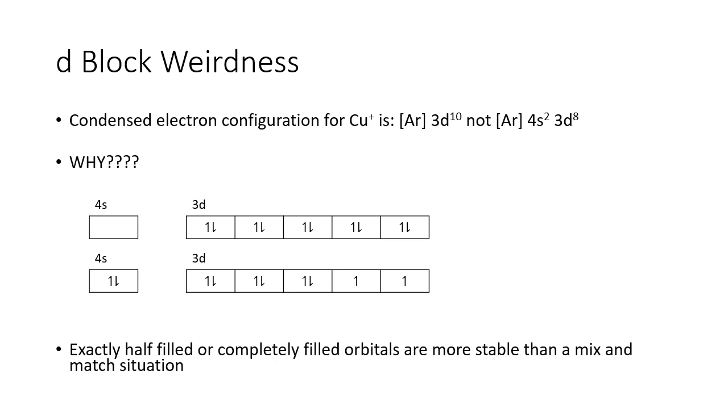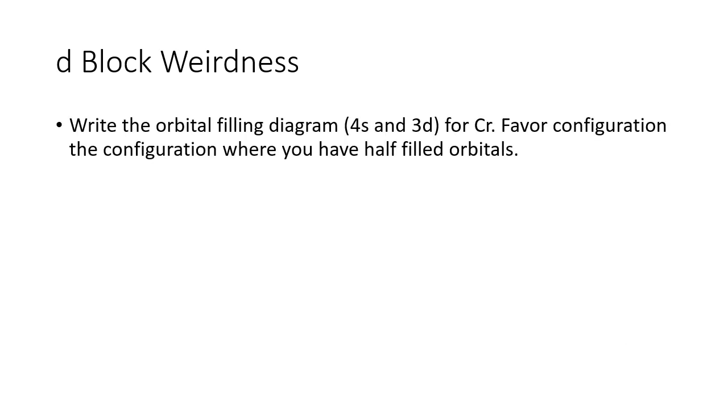So let's do another example. Write the electron configuration, the orbital filling diagram for 4s and 3d for chromium. So just do the valence electrons. Favor the configuration where you have half-filled orbitals. So I want you to go ahead and write that out.